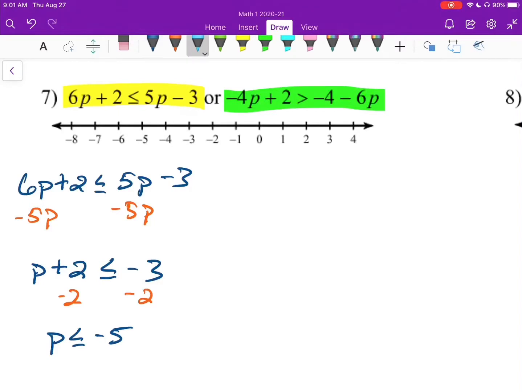I guess I'll go ahead and graph this guy here. I have a closed circle on negative 5. It says that p is smaller than or equal to negative 5, so it's going to be shading to the left.